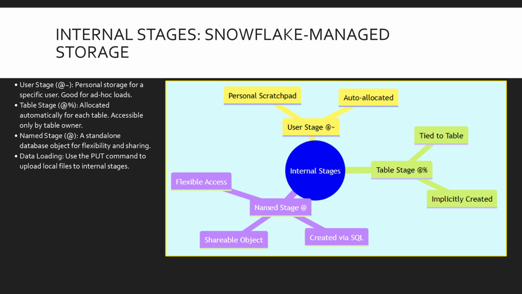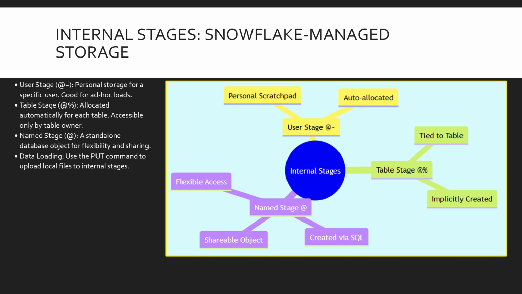Now let's discuss where the files live, starting with internal stages. These are fully managed by Snowflake. We have three types. First, the user stage, denoted by tilde, is your personal scratchpad. Second, the table stage, denoted by percentage, is tied directly to a specific table, useful if files only matter to that one table. Finally, the named stage is the most flexible. It's a standalone object you create, secure, and share among users for various data loads. To get files here from your local machine, you use the put command, which automatically encrypts and uploads your data.